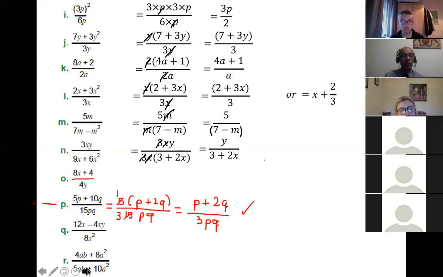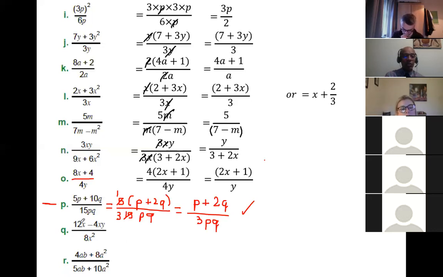The next one, we're going to factorize the numerator, the top of the fraction, by using 4 bracket 2x plus 1, and now we can just simplify the 4. Then it becomes 2x plus 1 divided by y. P, we've done it together.